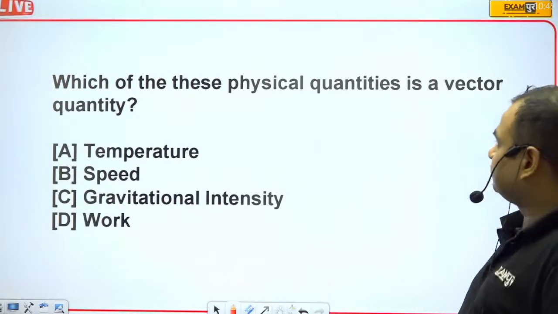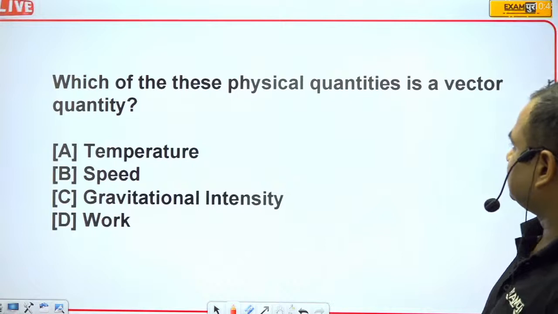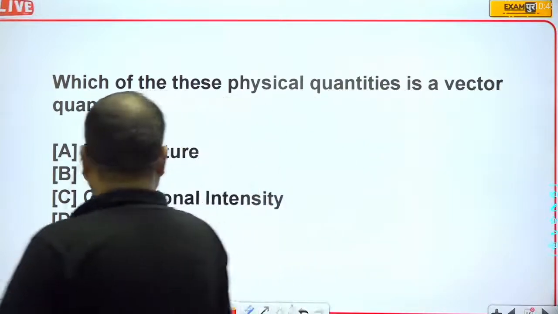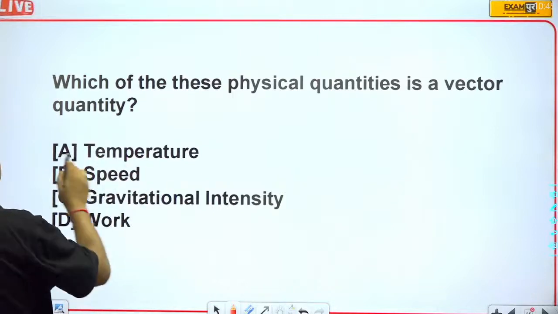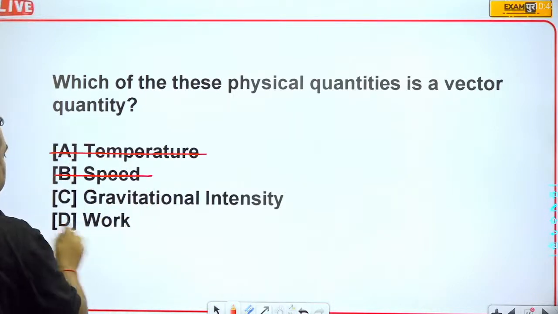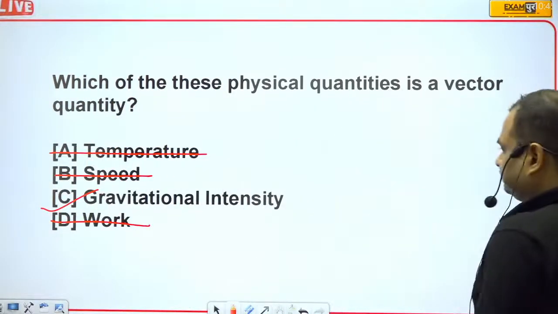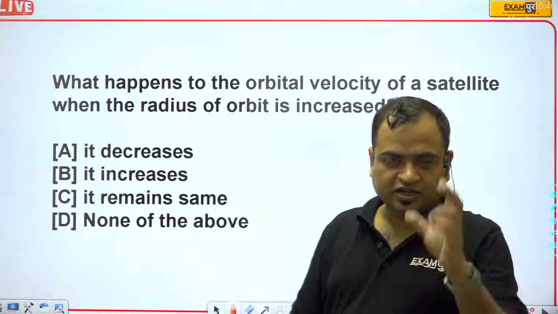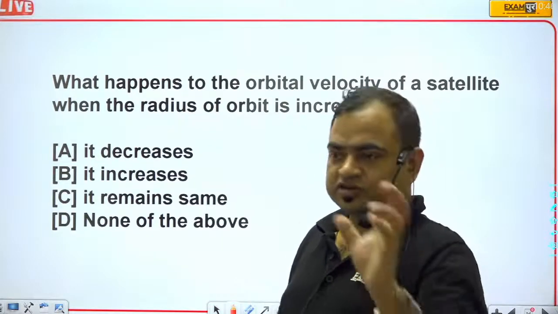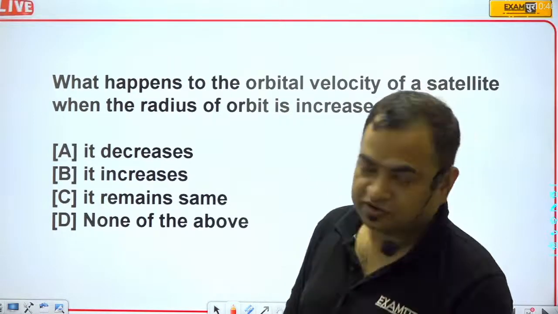Which of these physical quantities is a vector quantity? Temperature, speed, gravitational intensity, and work. Obviously temperature is not, speed is not, work is not, so obviously the gravitational intensity. Gravitational intensity means gravitational force upon mass, which is equal to gravitational acceleration. Acceleration is a vector quantity.